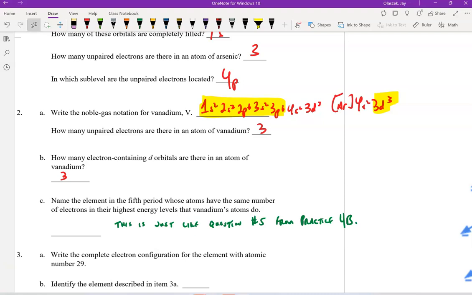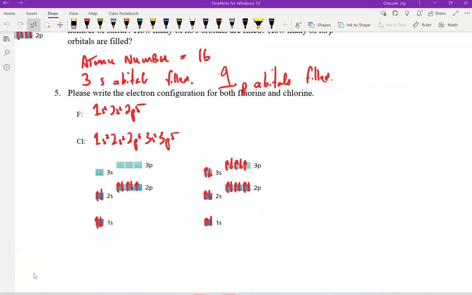It says name the element in the 5th period whose atoms have the same number of electrons in their highest energy level that vanadium's atoms do. And look what it says. This question is just like number 5 from practice 4b. Let's go there. Here we are. This is number 5 from practice 4b.